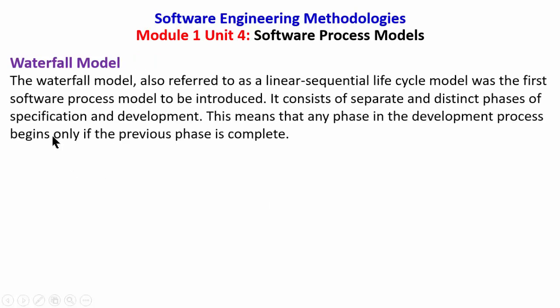Waterfall model. The waterfall model, also referred to as a linear sequential life cycle model, was the first software process model to be introduced. It consists of separate and distinct phases of specification and development. This means that any phase in the development process begins only if the previous phase is complete.